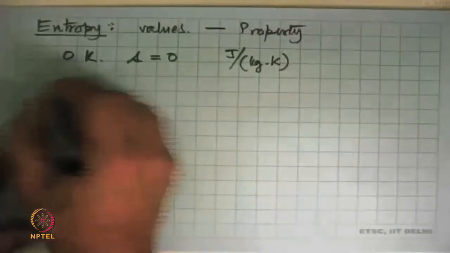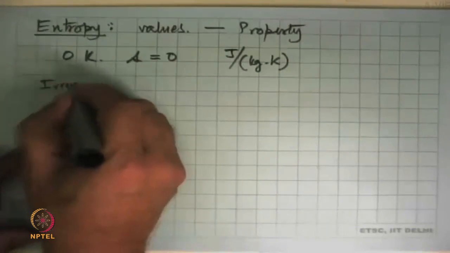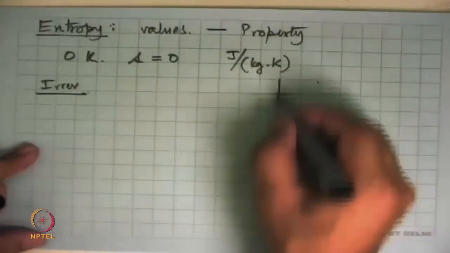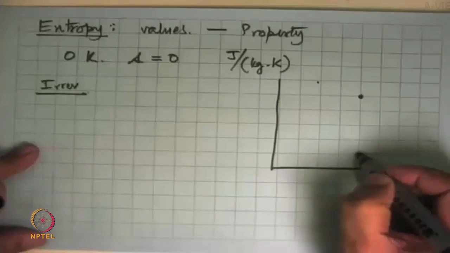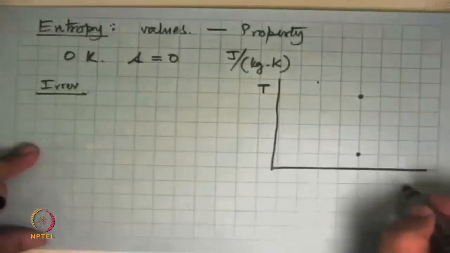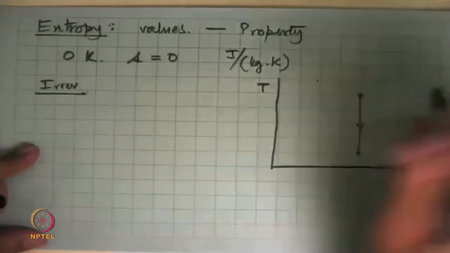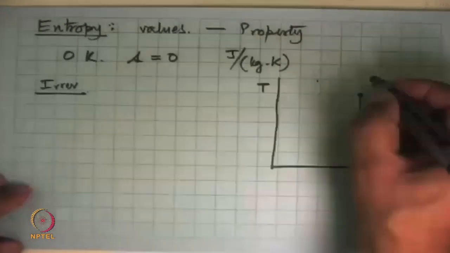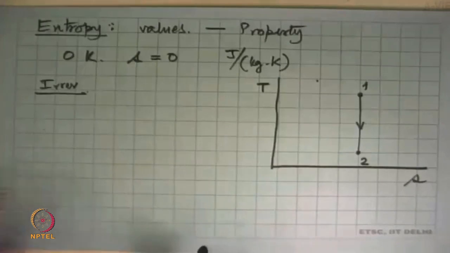Now let's take some processes which are irreversible. We said that in the Carnot cycle, we had a process that came from there to there. This was T, this was S, and the isentropic process came like that. And we'll ask the question, if this process was not isentropic, then what will happen?